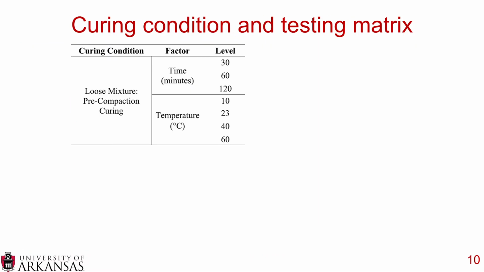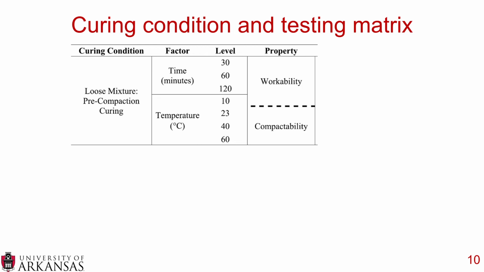So starting out with the loose mixture, we have our pre-compaction curing. After you mix the reclaimed asphalt pavement, the asphalt emulsion, and any sort of additives, you can let the CIR cure for 30, 60, or 120 minutes. And we had it cure at 10, 23, 40, and 60 degrees Celsius. We then looked at the workability and the compactability of the mix throughout these different stages.